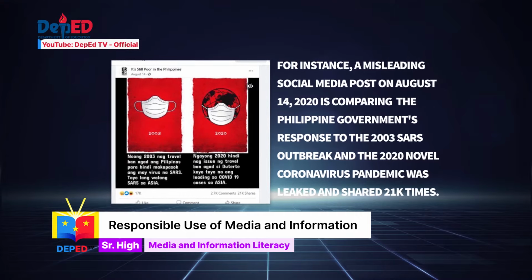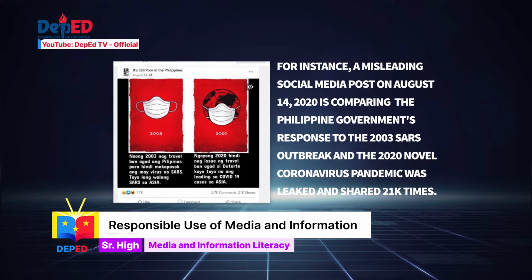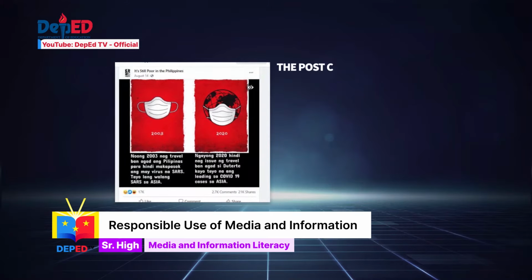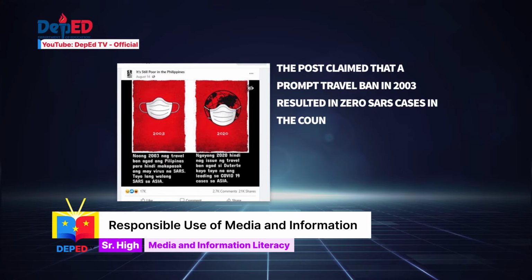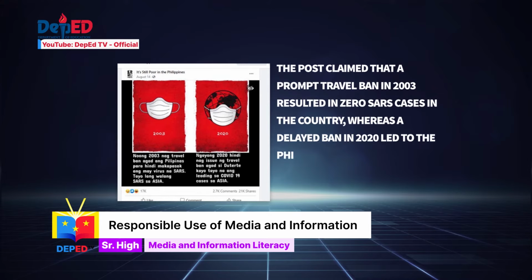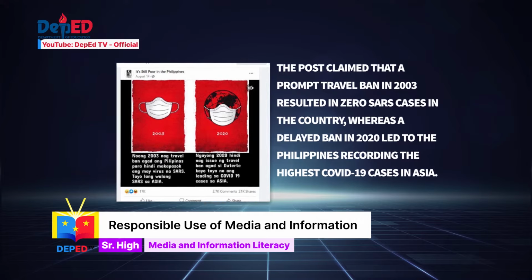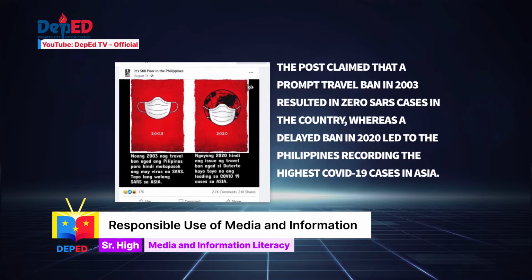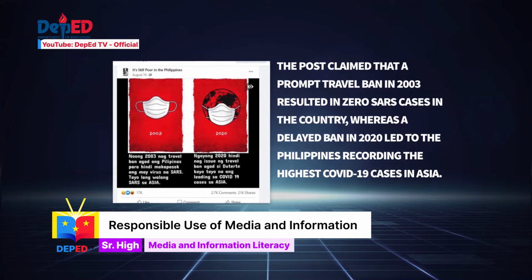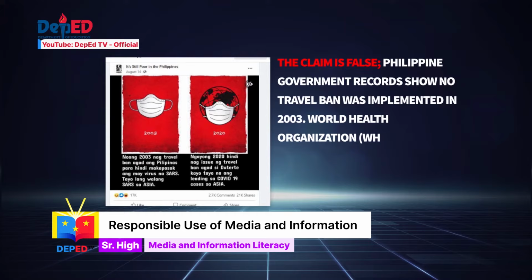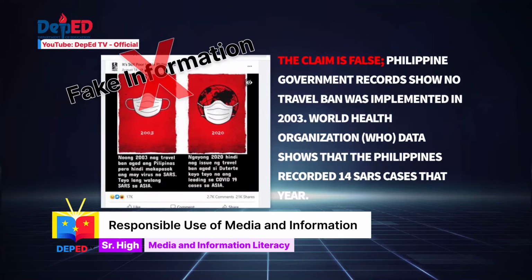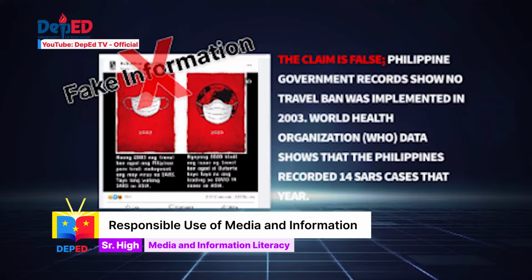It was liked and shared 21,000 times. The post claimed that a prompt travel ban in 2003 resulted in zero SARS cases in the country, whereas a delayed ban in 2020 led to the Philippines recording the highest COVID-19 cases in Asia. The claim is false. The Philippine government records show no travel ban was implemented in 2003. The World Health Organization data shows that the Philippines recorded 14 SARS cases that year.